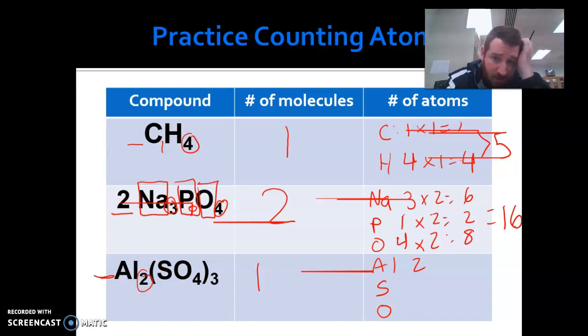Now, what is going on with the S and the O? I mean, I wish there was somebody here to help me, but I'm all alone. So let's try to figure this out.